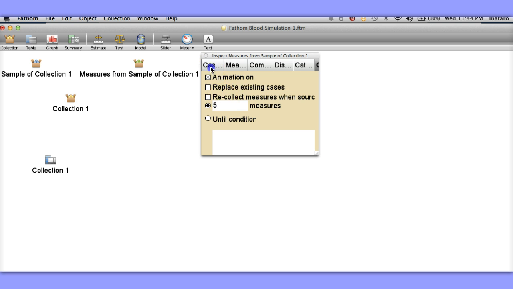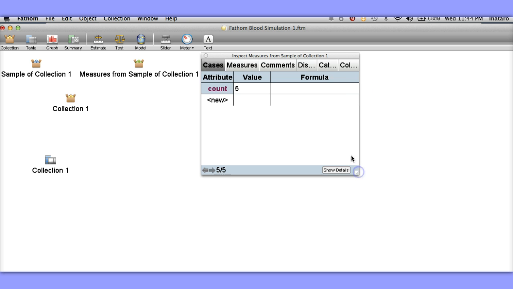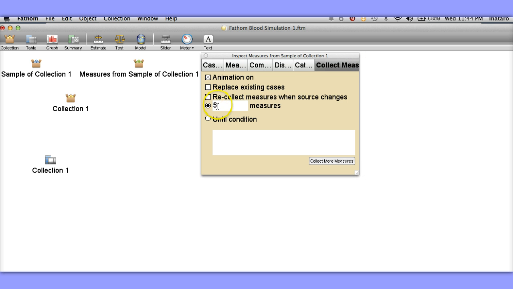And we've collected 5 measures, and we can see it took us 1 person, then 3 to find that person with type A blood, then 2, then 1, and then 5. Let's collect some more measures because 5 measures is not enough to collect. Let's collect a total of 95. And I'll turn the animation off.